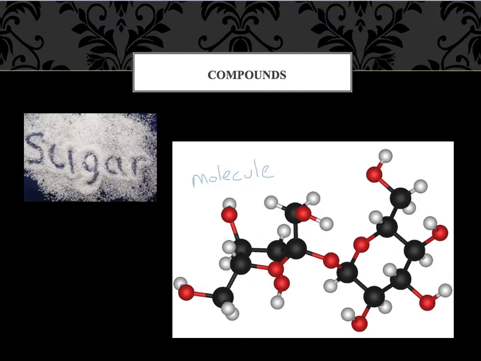So a molecule really is composed of 2 different things. You have elements, and so each of these different colored orbs represents an element.